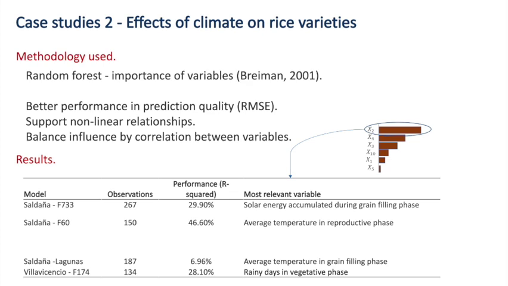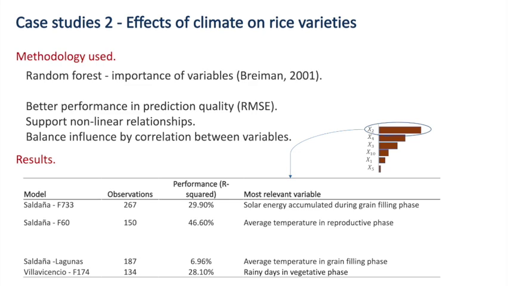So here we can see the results. First of all, we identified that there are varieties like the F16 Saldaña that appear to be more sensitive to the climate. As you can see, the performance was 46.60%, just with the variables that were explained by the climate, while other varieties like Lagunas only had a performance of 6.96%, and they had the same variables included in the analysis. So this suggests that some varieties can be a lot more sensitive to the climate conditions.